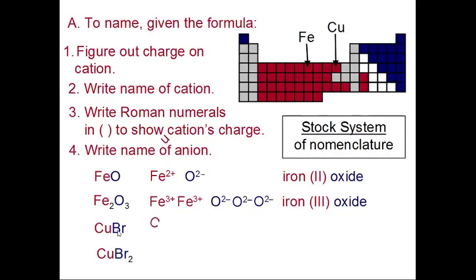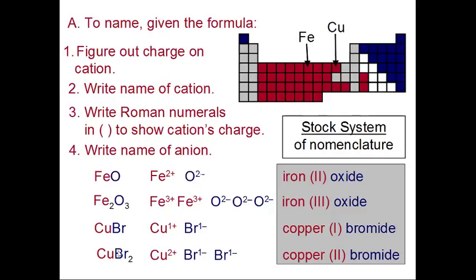Same thing with copper. Copper, bromine's a -1. You crisscross back up and down with 1s. Copper 1 bromide. This one right here, copper 2 bromide. And this is a whole lot easier when we do examples in class, so don't let this scare you too bad.